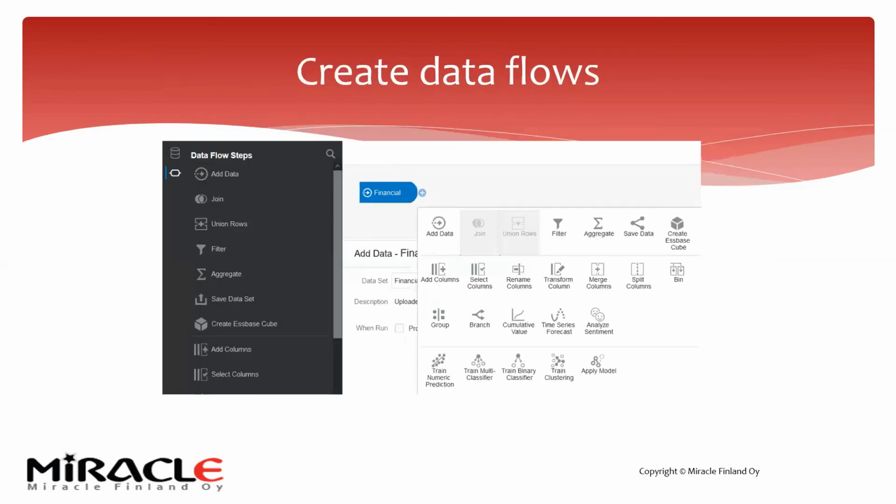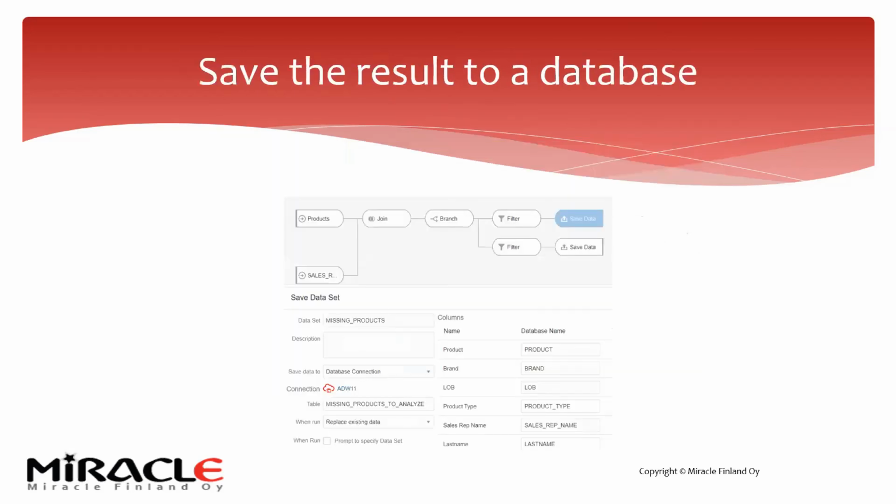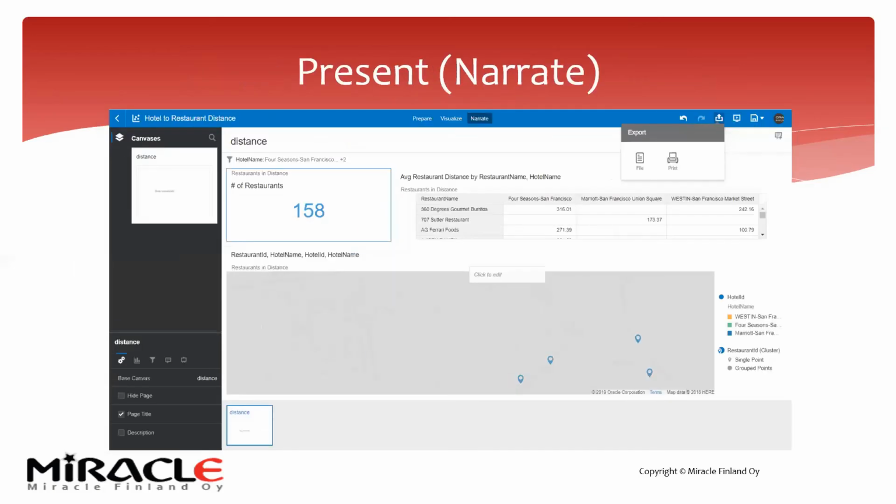I mentioned earlier already that I can take a lot of different kinds of data and process it for machine learning. That thing is called create data flows. So I take a lot of data here, I join the data, I filter it, I do whatever I need to do with it, and I save it as a table in a database. And then I can build a machine learning model on that data.